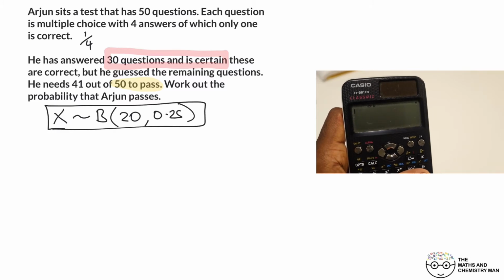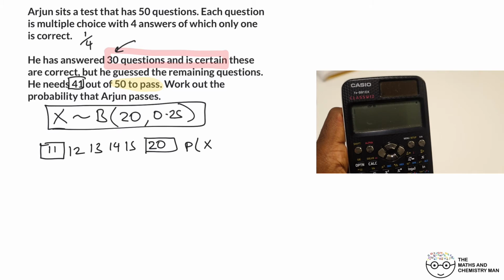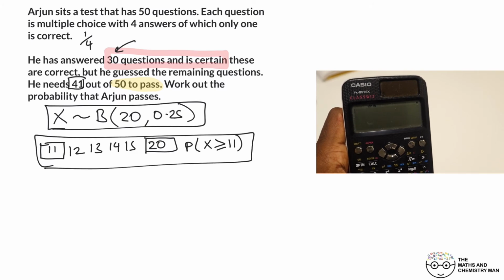And what we need to figure out is what he needs to actually pass. If he's got 30 correct and he needs 41 to pass, that means he needs at least 11 marks. If he gets 12, he also passes. If he gets 13, he still passes. 14, he passes. 15, he still passes. If he gets all 20 right, he still passes. So what probability are we actually looking for? We're looking for the probability that he gets at least 11 correct, or 11 or more. So how do we find this? Well, to find that, what we'll need to do is do 1 subtract everything up to and including 10 questions.